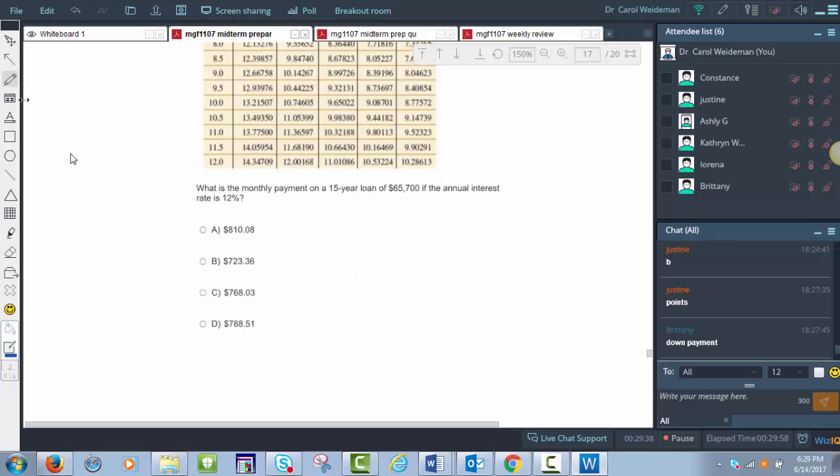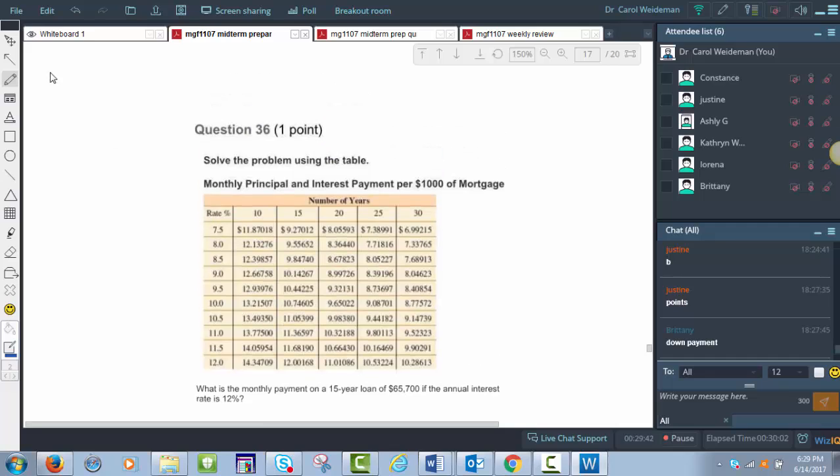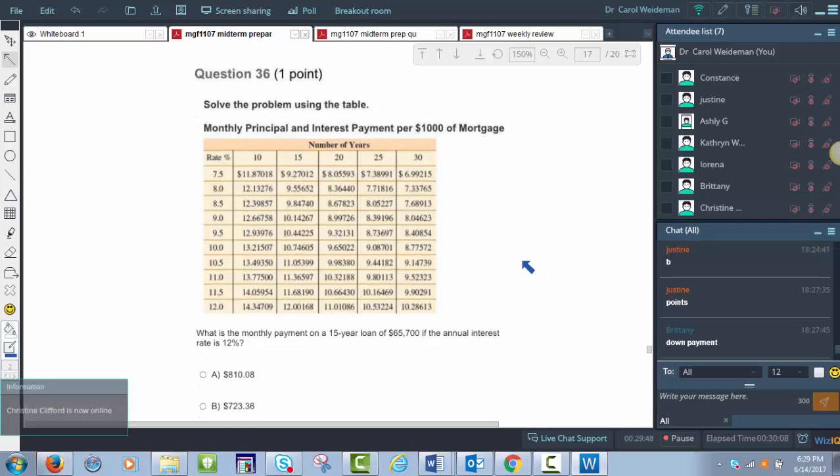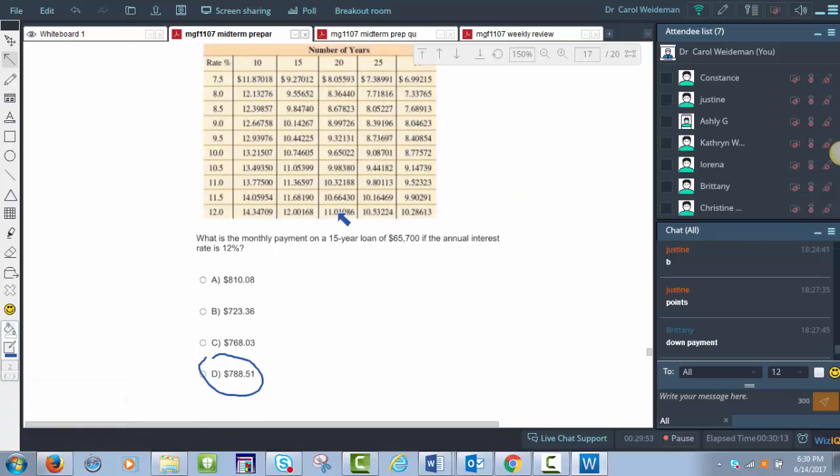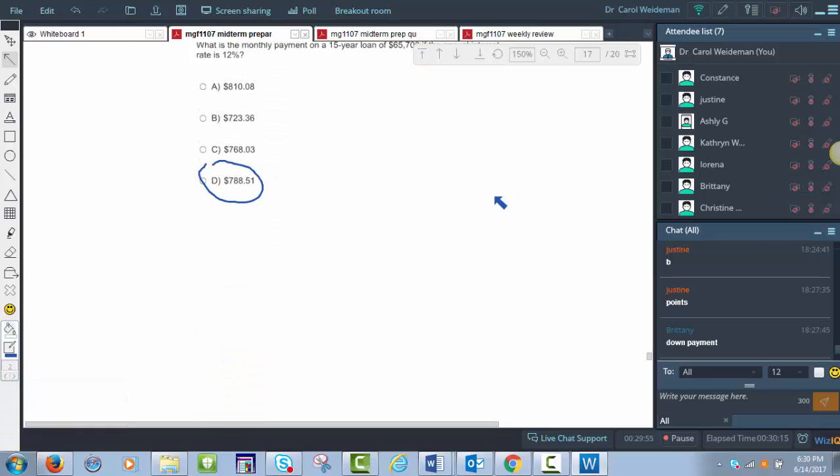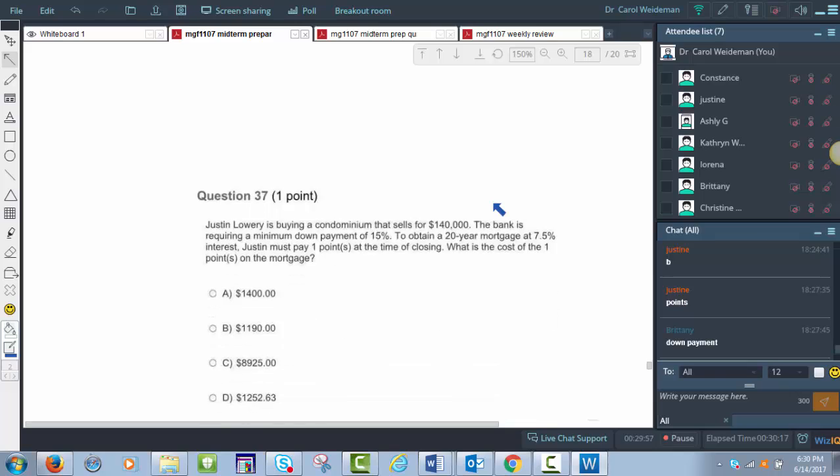Okay, so answer D. Notice this is different than the finance charge table. Let me just make a comment here. This is per thousand of mortgage. If you remember, the finance table was per 100 of a loan. So just remember that on this one you're going to divide by 1,000 in order to do the calculation using the number in the table.